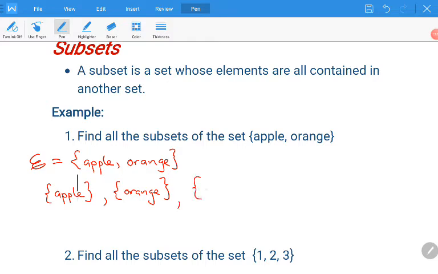And we have the universal set is also a subset of the universal set. It sounds funny, but it makes sense. So apple, orange, which is the universal set, and we also have an empty set. An empty set is always a subset of the universal set.